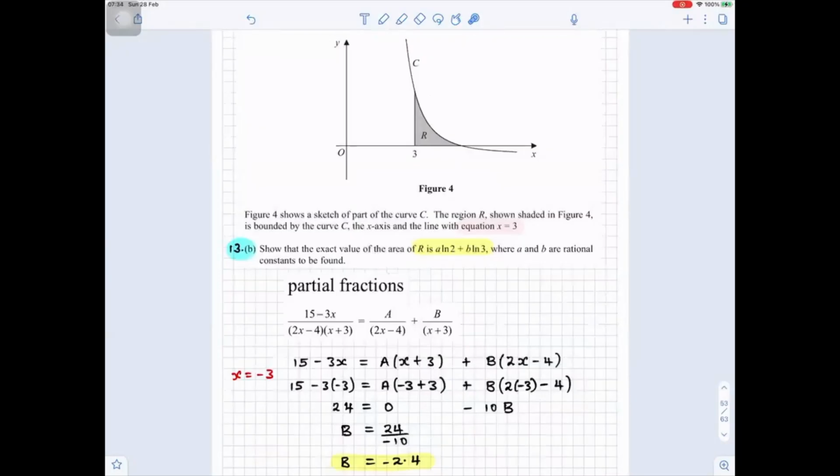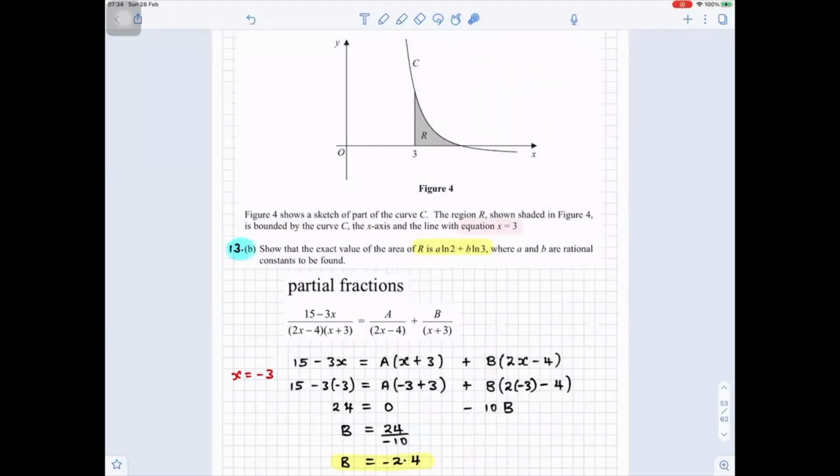Figure 4 shows a sketch of part of the curve C. The region R shown shaded in figure 4 is bounded by the curve C, the x-axis, and the line x equals 3. Show that the exact value of the area of R is A ln 2 plus B ln 3. So we want to use partial fractions.